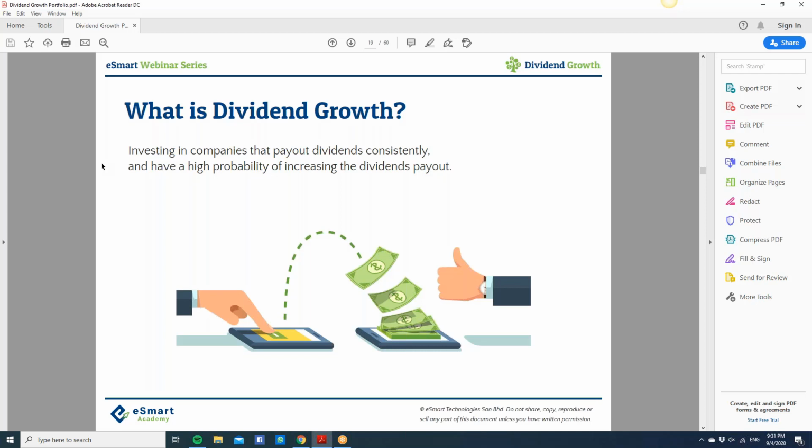And when you invest in companies, right, when companies make money, they pay you bonuses at the end of the year. Okay, and that is what we call dividend. Okay, so what we want to focus on, you realize there's two things. One is dividend, one is growth.